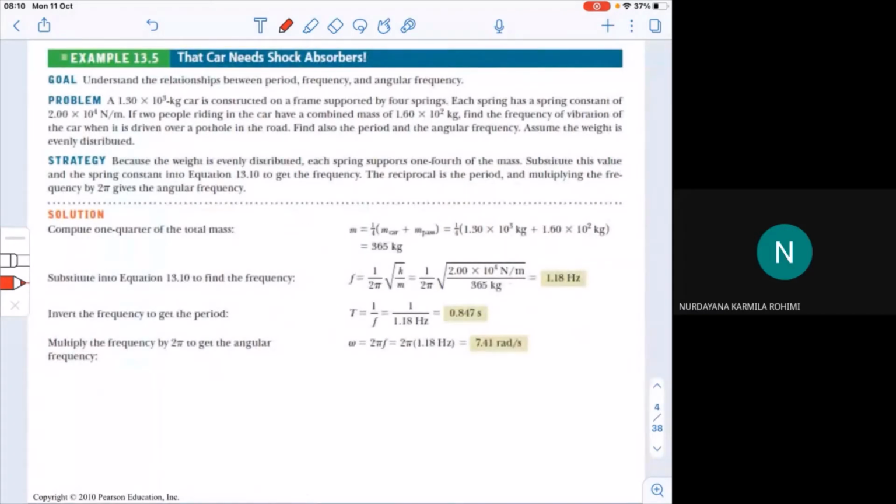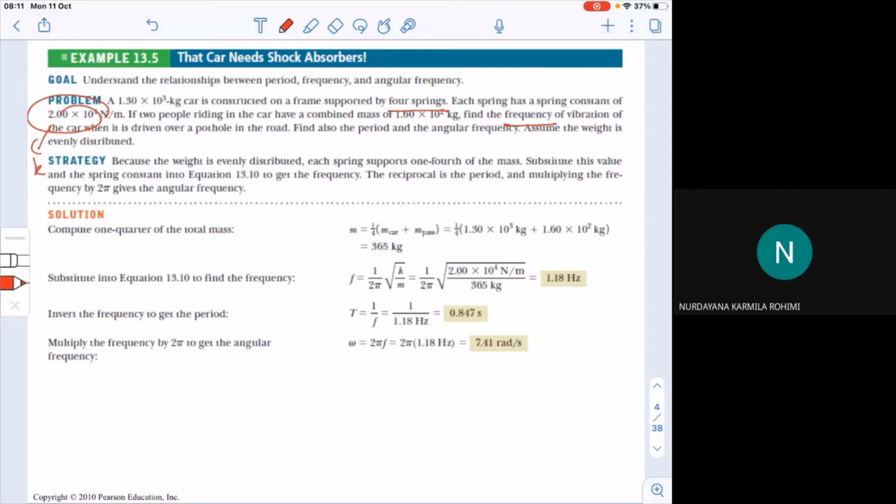All right. Now, try to imagine this: the understanding of the relationship between period, frequency, and angular frequency. Let's say the problem is a 1,300 kilogram car constructed on a frame supported by 4 springs. Each spring has a spring constant K, which is 20,000 newton per meter. If two people riding in the car have a combined mass of 1,160 kilogram, find the frequency of vibrations of the car when it's driven over a pothole in the road. Find also the period and the angular frequency.